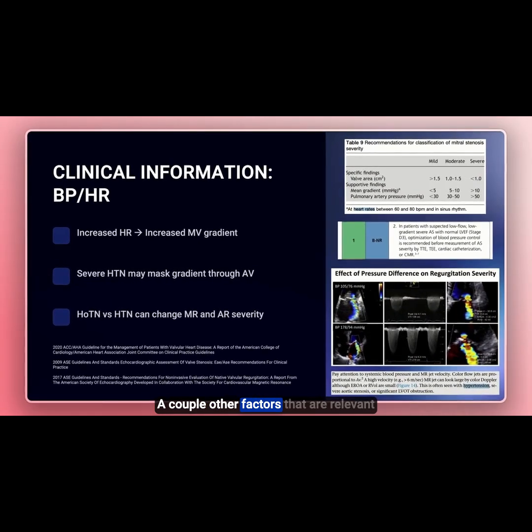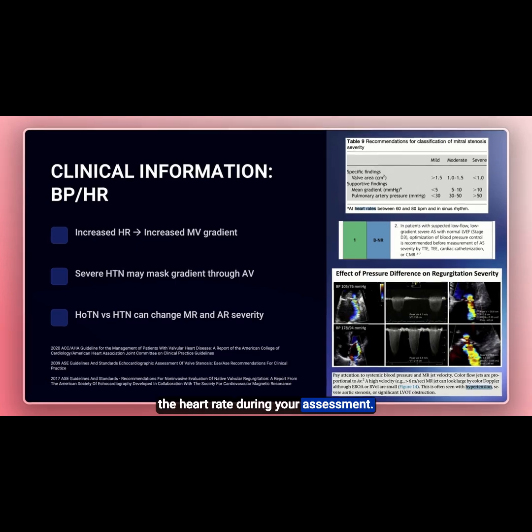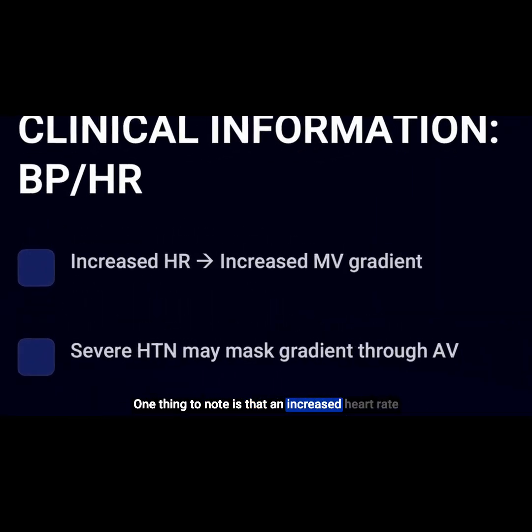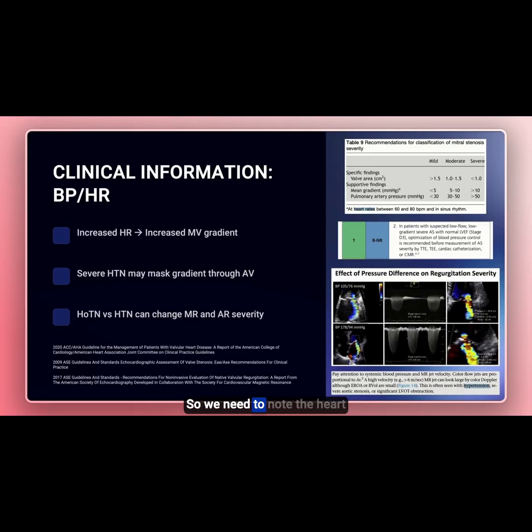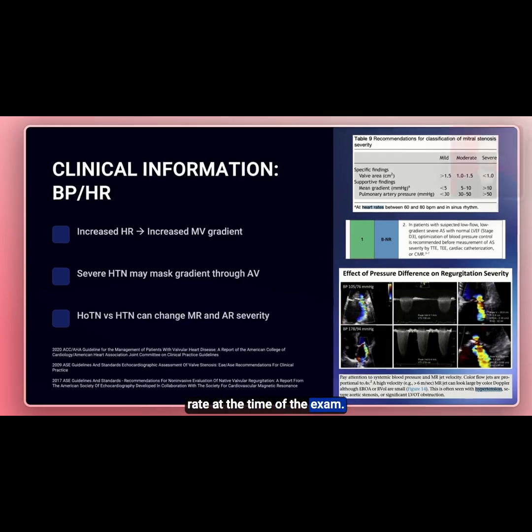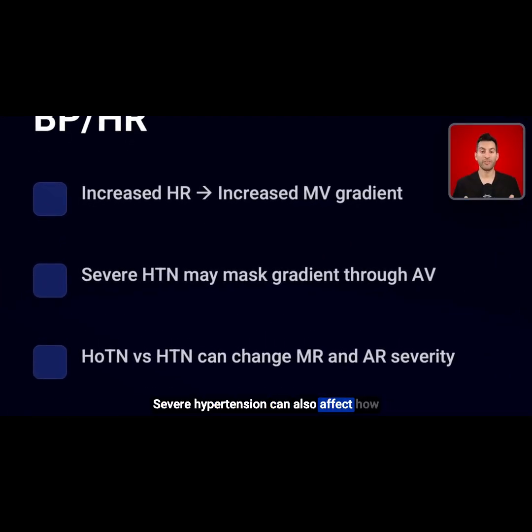A couple other factors that are relevant here are looking at the blood pressure and the heart rate during your assessment. One thing to note is that an increased heart rate will cause an increased mitral valve gradient, so we need to note the heart rate at the time of the exam. Severe hypertension can also affect how the gradient looks through the aortic valve.